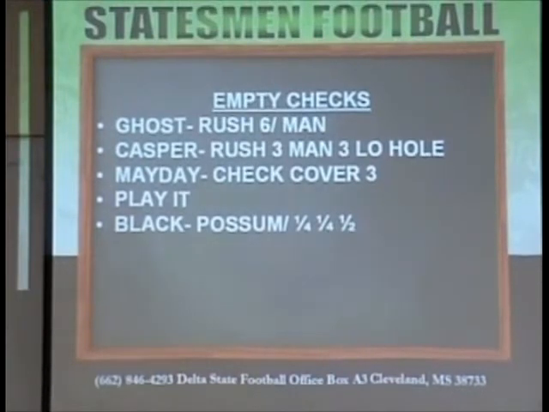And the last one is what we call black. It's quarter, half. And I'm going to draw it up. We're going to pause some defensive linemen. I don't know if it's on this.